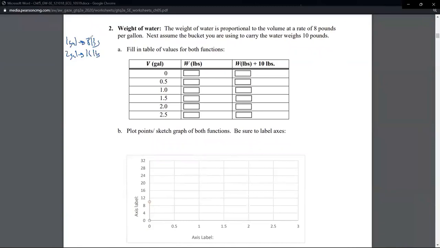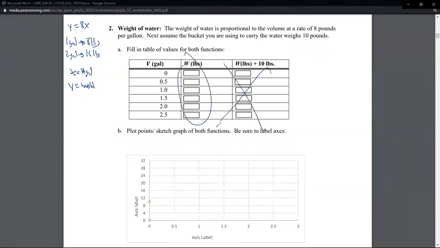So 3 gallons, 24 pounds, et cetera. And you could even do a y equals 8 times x kind of setup, where x is your number of gallons, and y would be your weight. That's something that we'll get into a little more directly later, but I wanted to go ahead and give you the idea. But that's only dealing with this one.